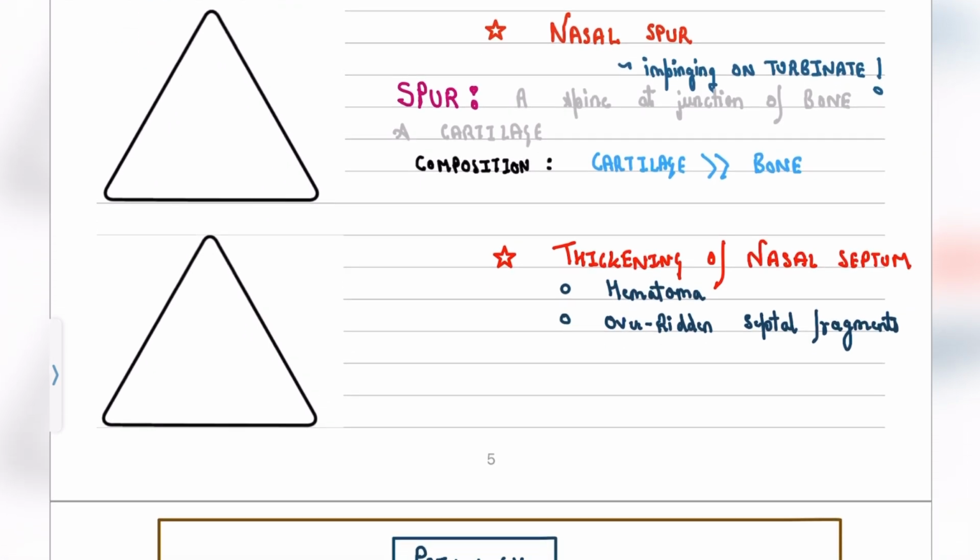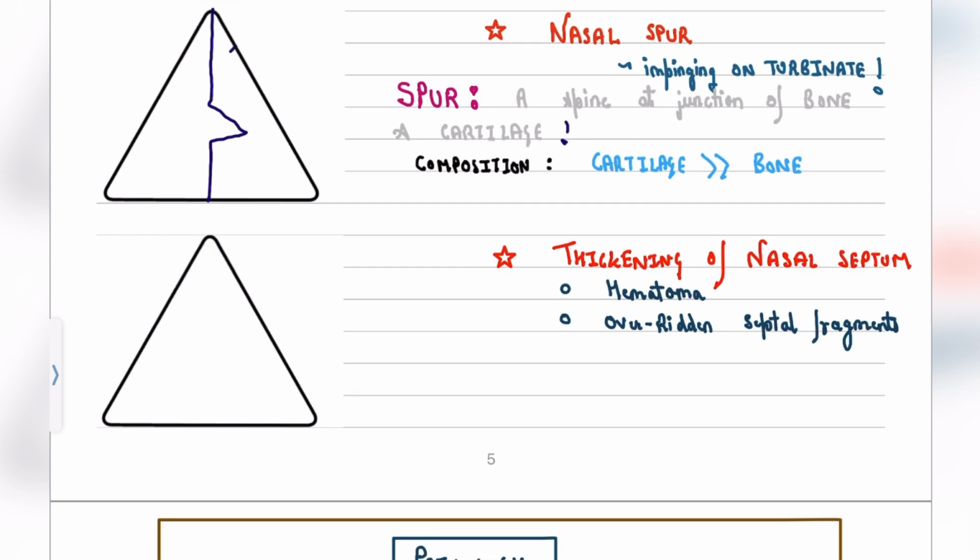Now next we have something known as the nasal spur. Alright, but before drawing the diagram, let me tell you the definition of spur. So spur is a spine at the junction of bone and cartilage. Okay. Now we will draw the diagram. So this should be the normal septal cartilage, but what happens in spur formation is there is a spine. This right here is a spine coming at the junction of bone and cartilage.